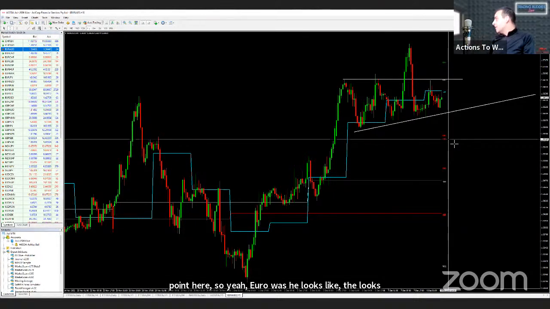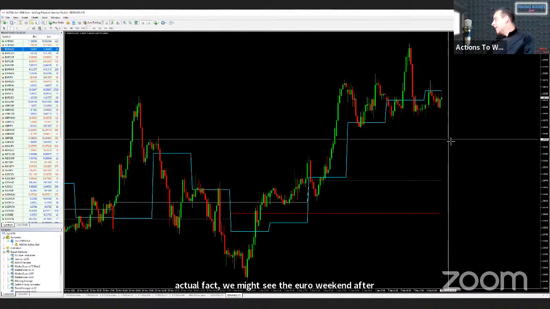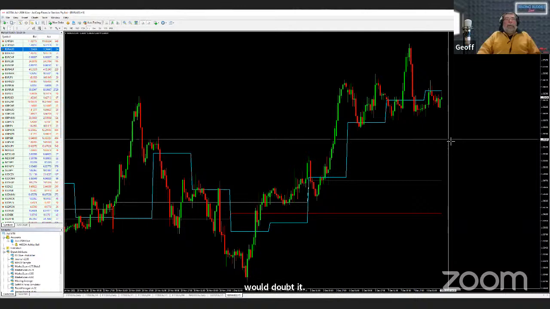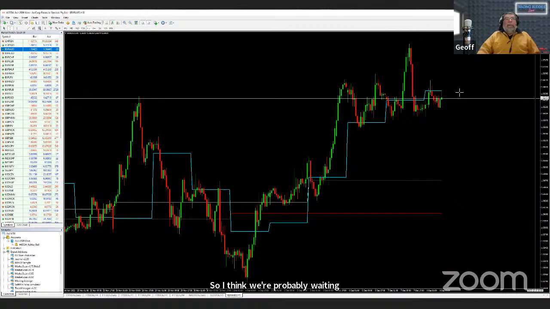In actual fact, we might see the euro weaken after Lagarde speaks, and I wonder what she can say today to change the dynamic, because we've already seen a rally in the euro off what she said already. So is she likely to come out and say something more hawkish than she already has? I would doubt it. So I think we're probably waiting for that speech. Was that yesterday she spoke? She spoke on Monday. There's been a few things going on all week. Okay, that big rally on Monday.